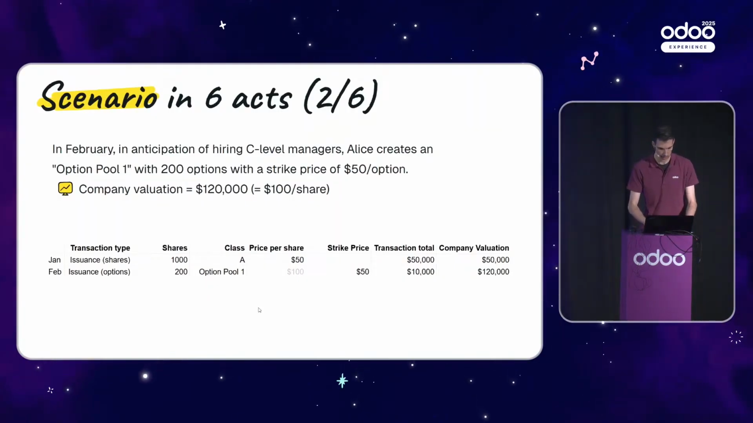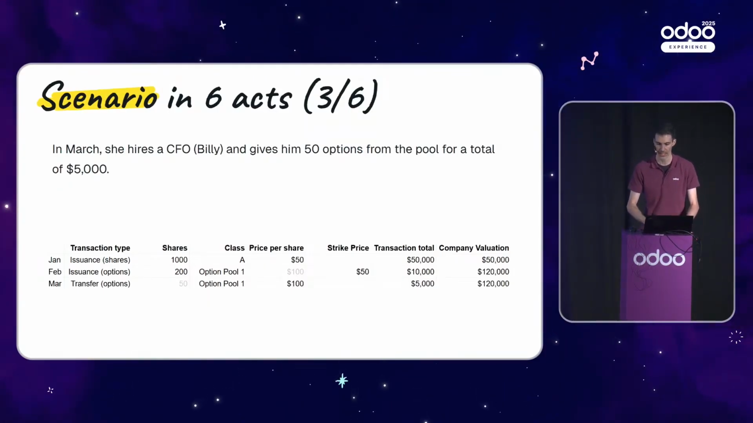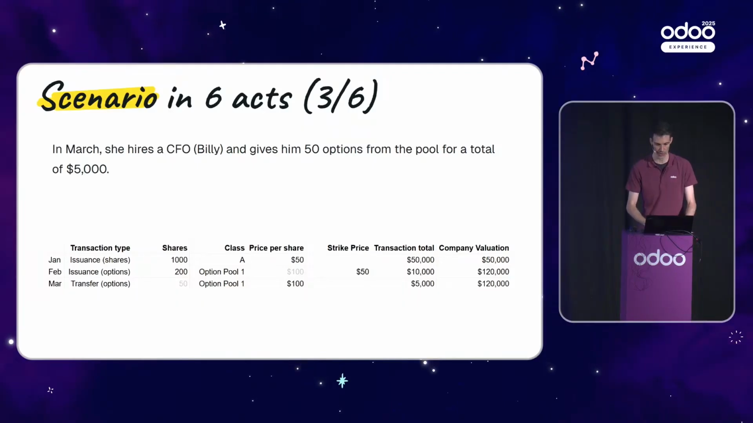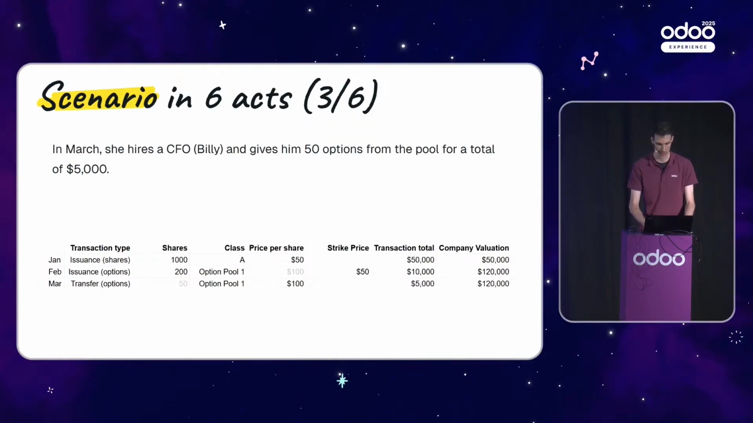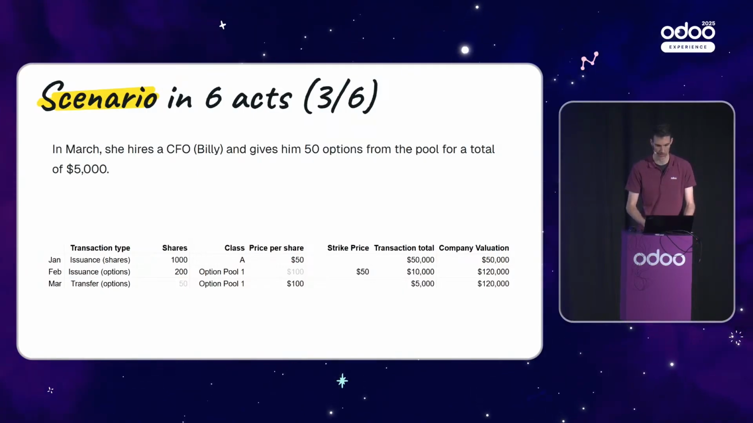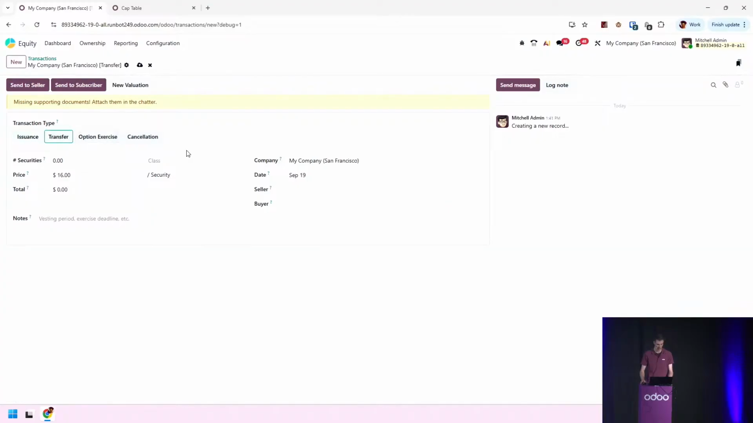Okay. Next. In March, she hires a CFO, Billy, and gives him 50 options from the pool for a total of $5,000. So she found her C-level manager, and she wants to grant him 50 options from the pool. So it's going to be a transfer of options from the option pool 1 for $100. 50 options for $100. Let's do it. New transaction. Transfer.